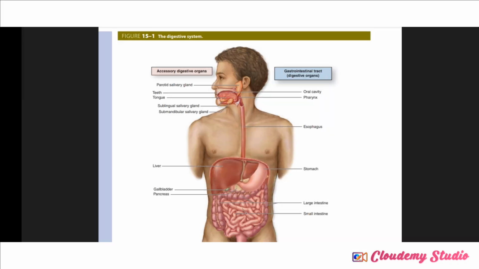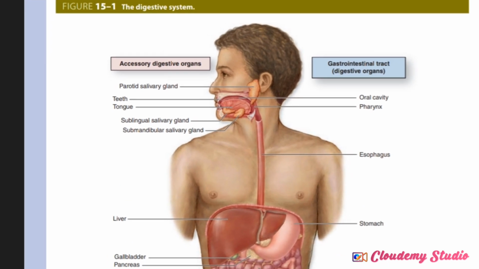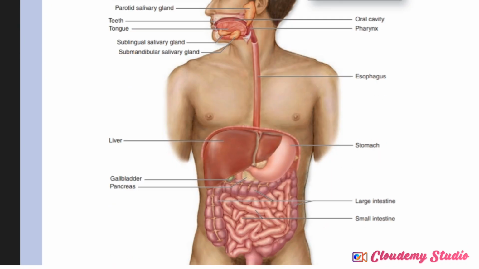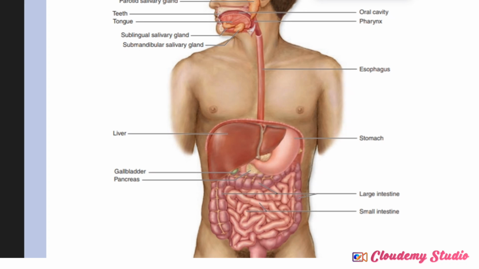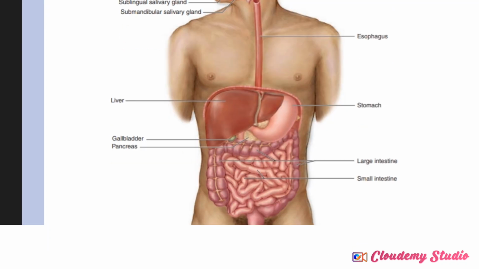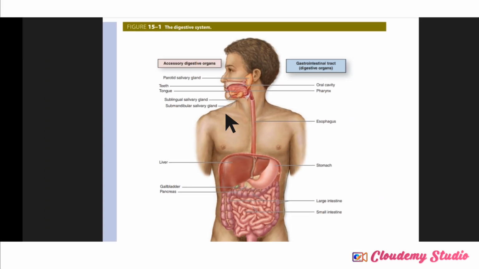Now, the digestive system itself consists of digestive tracts, and it is mainly made up of the oral cavity, the esophagus, the stomach, the small intestine, and the large intestine, as well as the anus. Which means we can say that the digestive system starts from the oral cavity and ends in the anus.